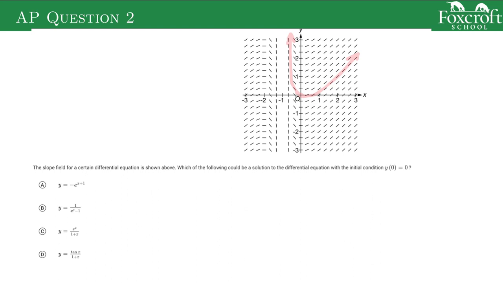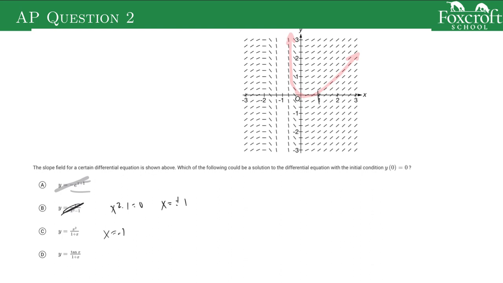Alright, well, e to the negative x plus 1, exponential graphs are not going to have vertical asymptotes, so this one is out. B would have a vertical asymptote where x squared minus 1 equals 0, which is x equals plus or minus 1. So this would also have a vertical asymptote at 1, which this one doesn't, so that one's out. C, x squared divided by 1 plus x. Right, x squared is always positive. 1 plus x would have a vertical asymptote at -1, so this one's still in the running.